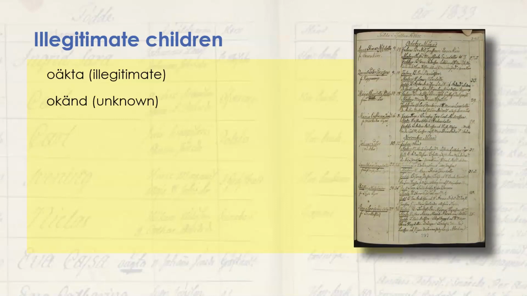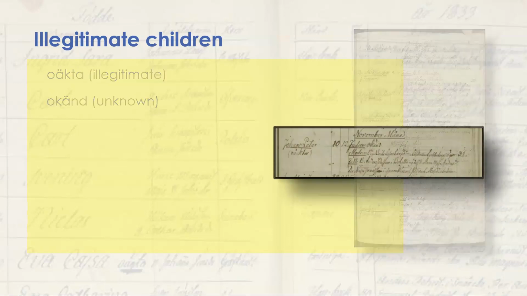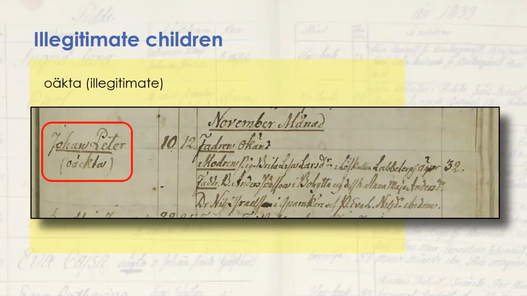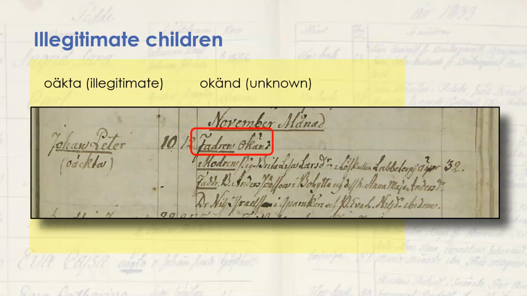Let's take a look at how these words were recorded in the records. Looking at this birth record for my ancestor, Johann Peter, we see that underneath his given name, he is listed as illegitimate. You might find a father's name given, but in this case, we see that his father was listed as unknown. We also note that his mother's name was Britta Lisa Larsdottir.